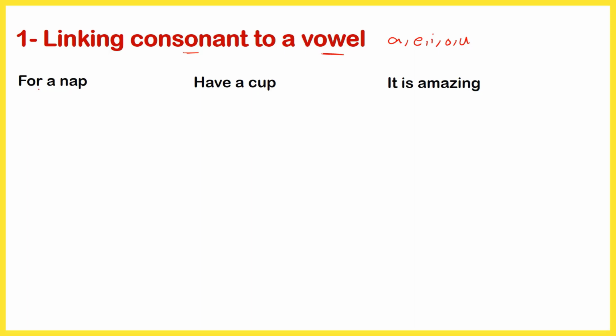So here we have "for an app." In English we don't pause between "for" and "an," we connect them. So we connect R to A and pronounce it "for an app," like here, "for a nap." Another example, "have a cup." Of course E is silent, so we don't consider it here. Simply we connect V to A. We pronounce it "have a cup."